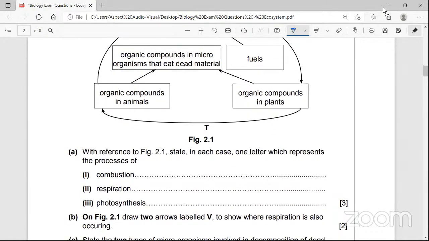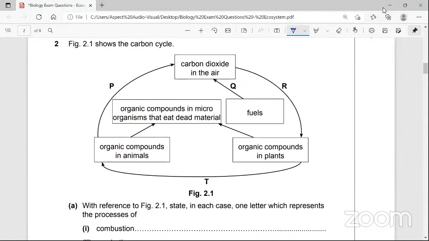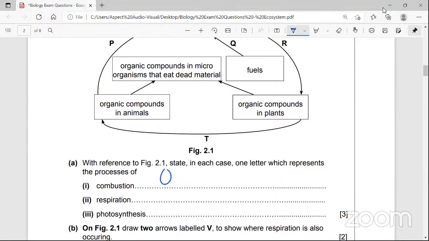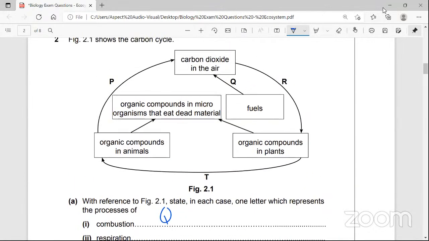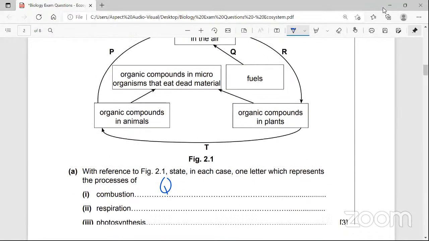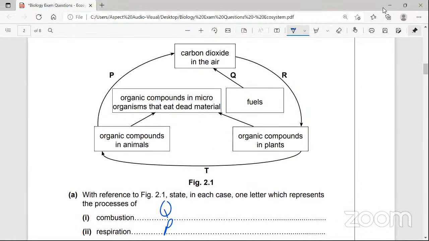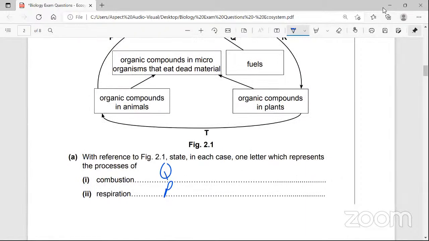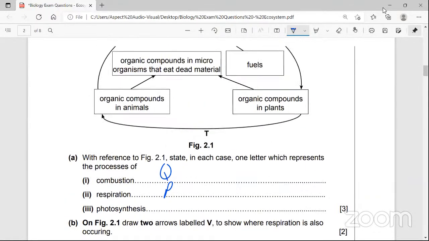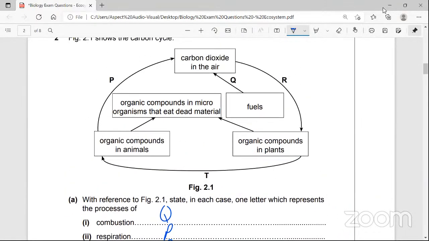What is combustion? Which one is combustion? The Q, right? And then your respiration. Yes, P. Are we together? Is it P? So JJ answers: organic compounds in animals, yes, P. And then photosynthesis. It's taking carbon dioxide from the air and then turning it into organic compounds in plants.